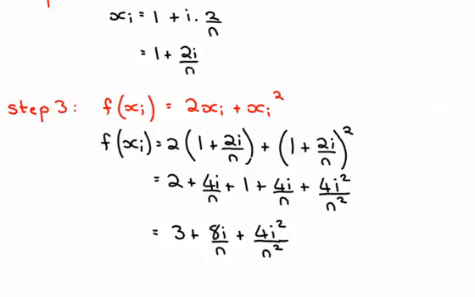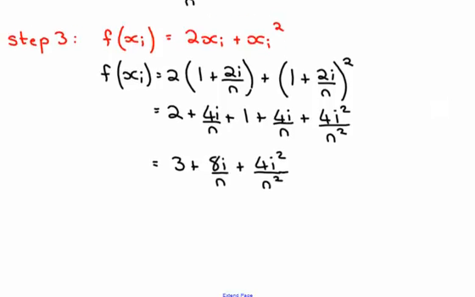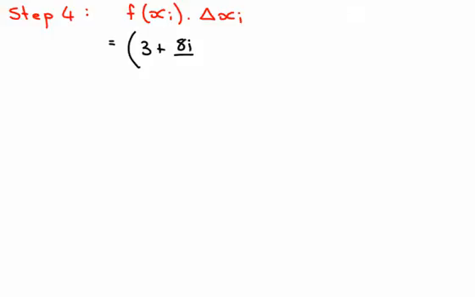Now we're going to multiply together in our step 4. Okay, so step 4, multiply together. So we want to find f of xi multiplied by change in xi to get a formula for the area of our rectangles. We've just found f of xi to be 3 plus 8i over n plus 4i squared over n squared. And we want to times by change in xi, which we found to be 2 over n.